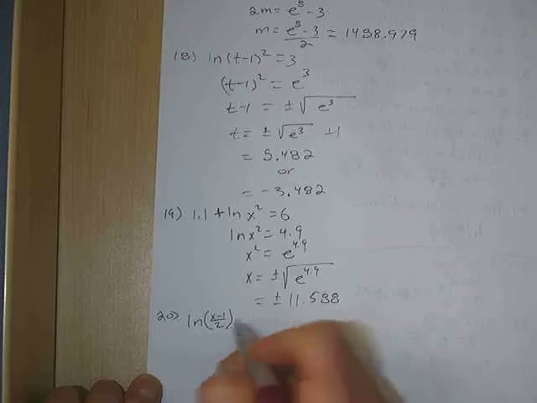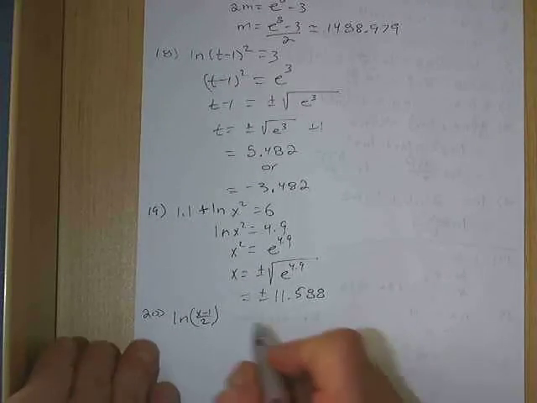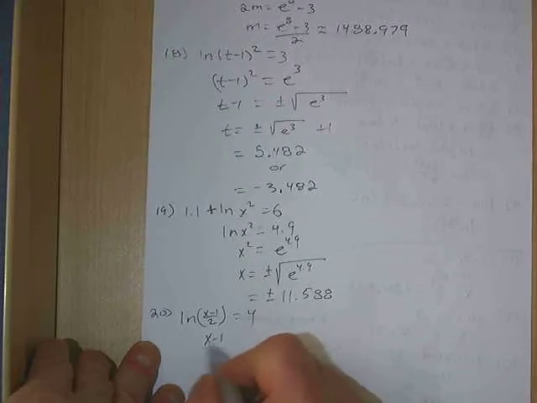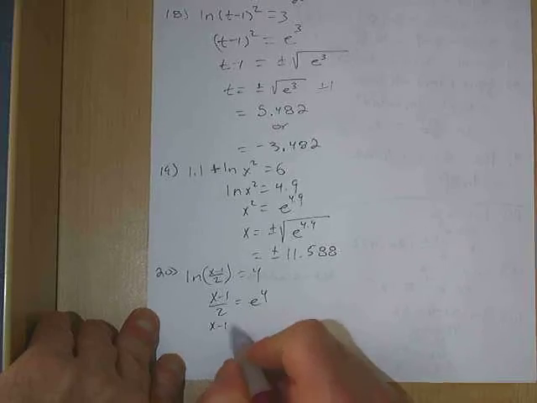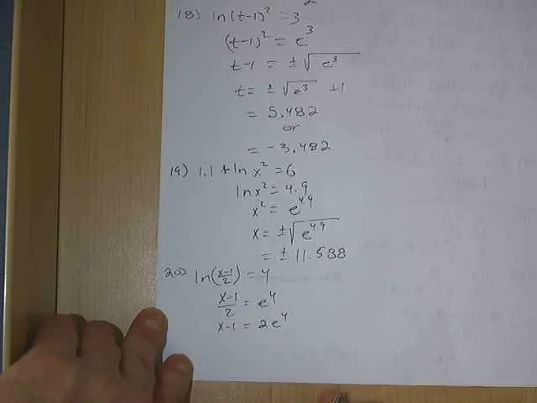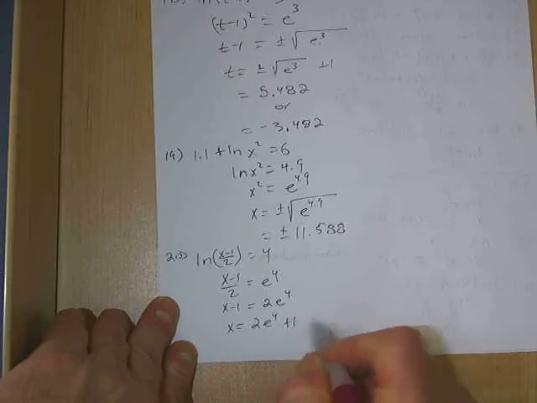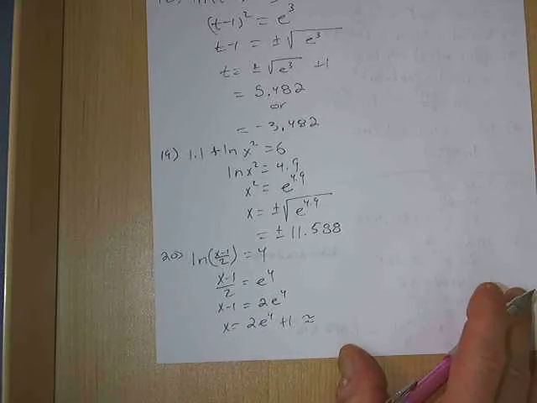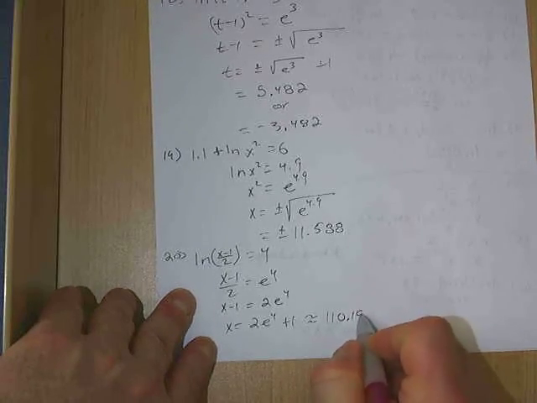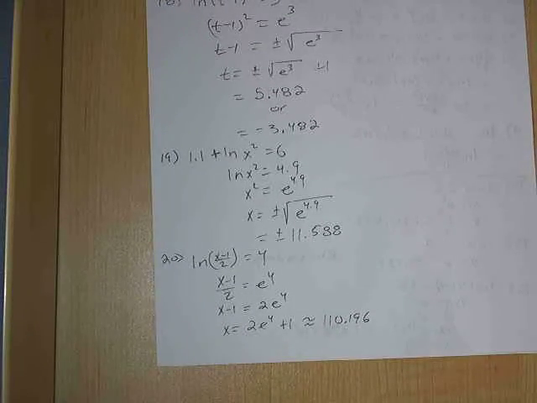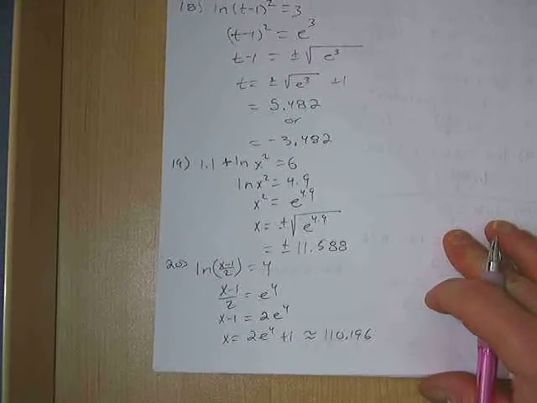20. Wow, this looks complicated. The natural log of x minus 1 over 2. All of that is having the log taken of it, so we can group it all together, equals 4. So then I can say x minus 1 over 2 equals e to the 4th. Then I can say x minus 1 equals 2 e to the 4th. Then I can say x equals 2 e to the 4th plus 1, which approximately equals 110.196.